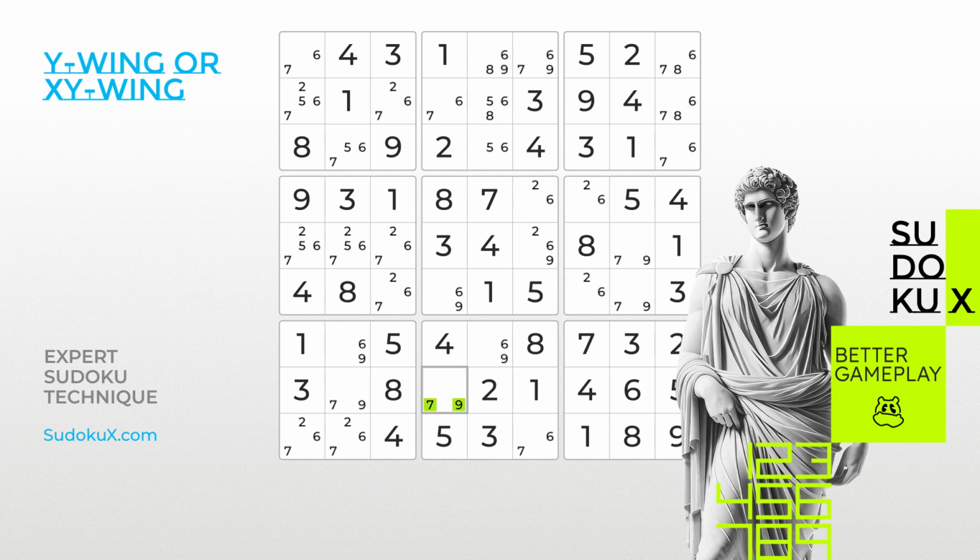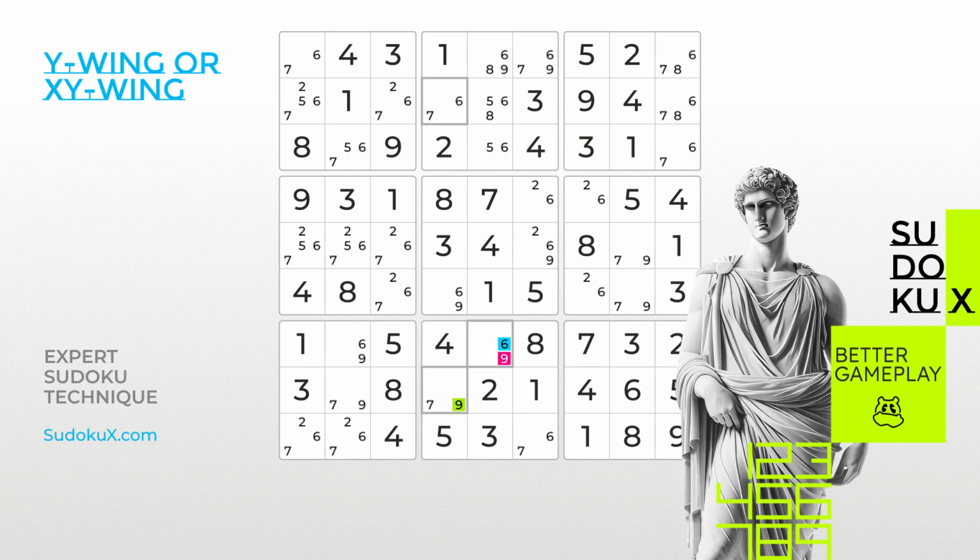The pincers must share one of the houses, either the row, column, or block with the pivot. Upon searching the column and block, we find 2 by-value cells. Each shares one candidate with the pivot and another candidate, both of which are the number 6. Observe the highlighted cells. If the pivot is assigned a 7, then the number 6 must be placed in the column cell. Conversely, if the pivot is given a 9, the number 6 must be placed in the block cell.